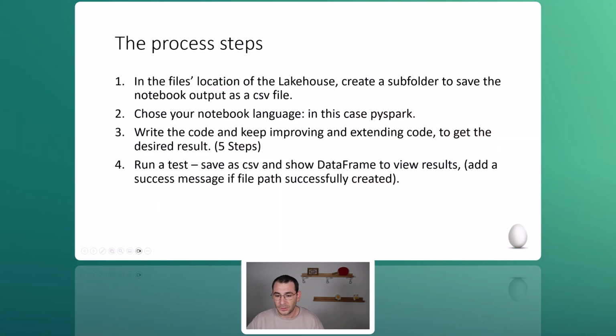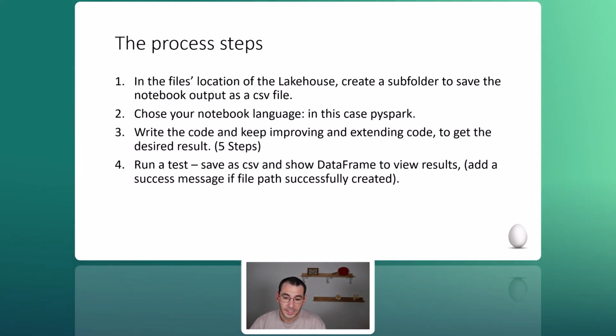Okay, so the process goes by the following steps. First, we need the files location of the Lakehouse and create a subfolder where we're going to save the output CSV file of our notebook from the final code. We have to choose the notebook language. In this case, it will be PySpark. And we're going to write the code and keep improving it step by step or extending it to get the desired results. These are 5 steps in total.